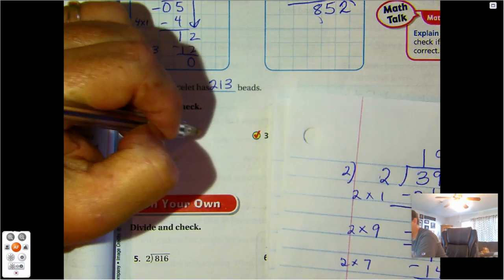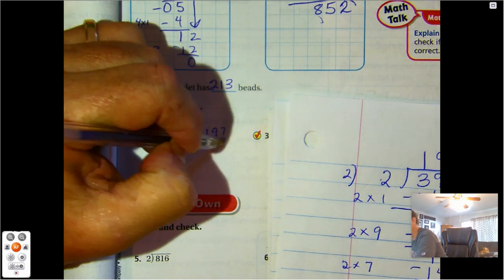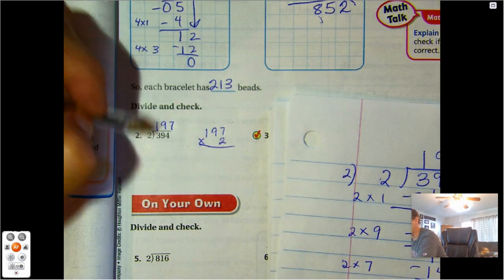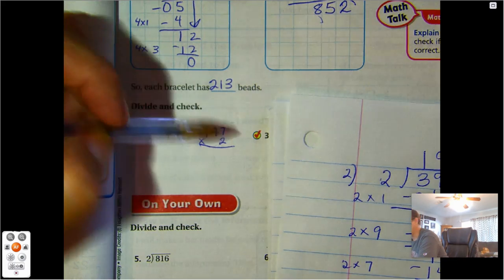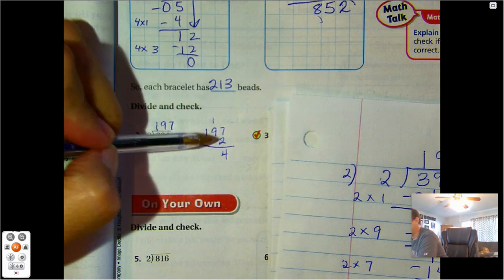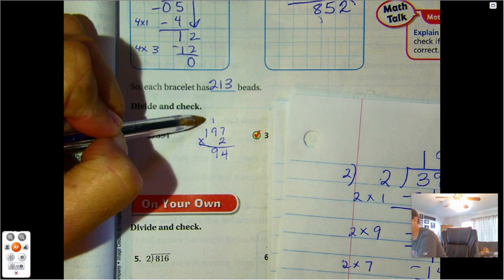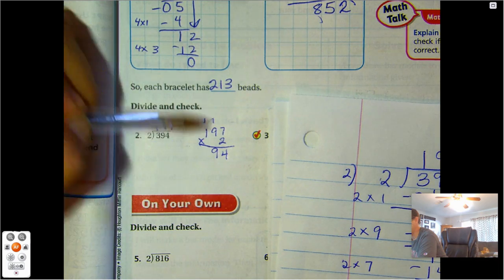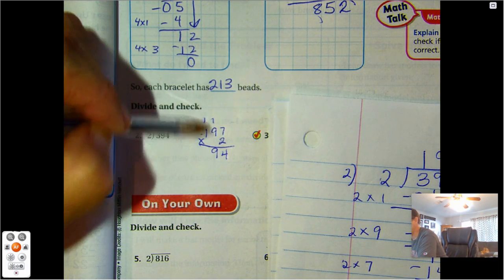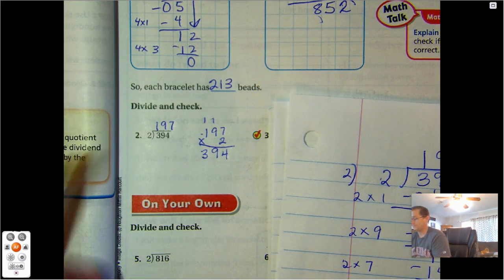Now we can check it by multiplying. So 197, the quotient, times 2, the divisor, should give me 394, the dividend. 2 times 7 is 14. We'll regroup that as 1 ten and 4 ones. 2 sets of 9 is 18, plus 1 more is 19 tens. We'll regroup that as 100 and 9 tens. 2 times 1 is 2, plus 1 regrouped, 3. So they do match.